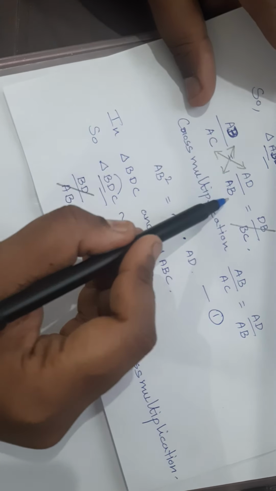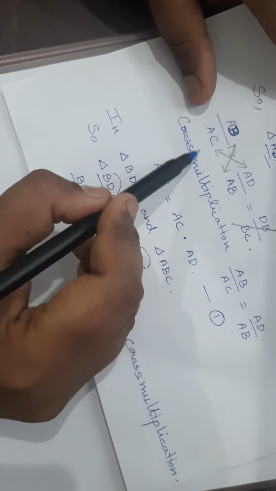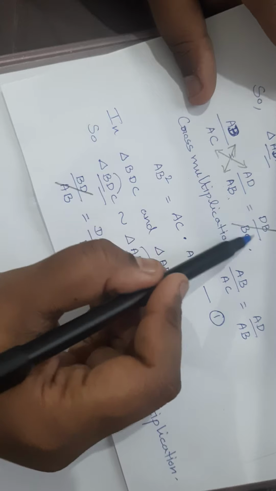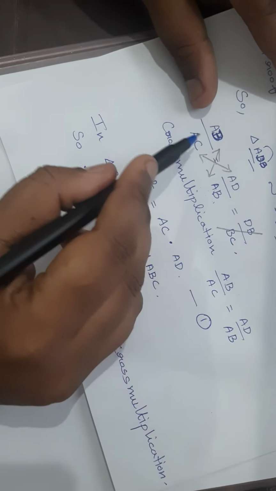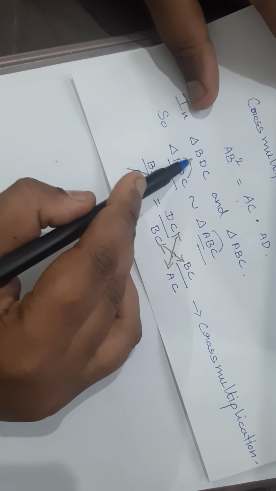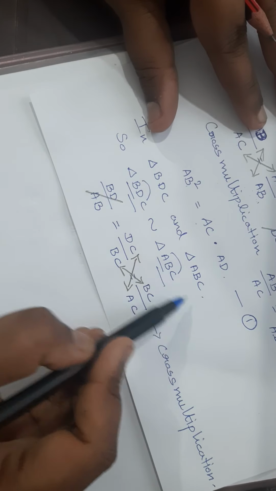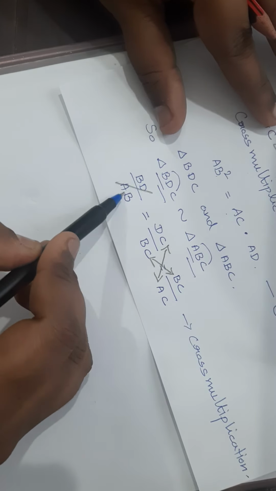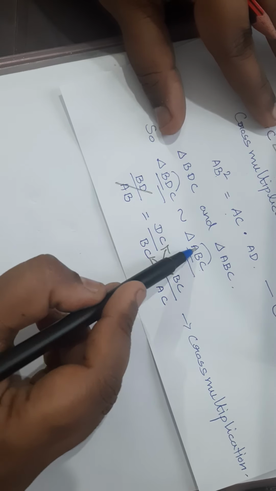So I get AB square. So AB, AD, AC. So I will get here AB square. Cross multiply: AB into AB, AB square equal to AC into AD. Next take the second triangle BDC and the old triangle, triangle BDC similar to triangle ABC. So BD upon AB, DC upon BC, BC upon AC.